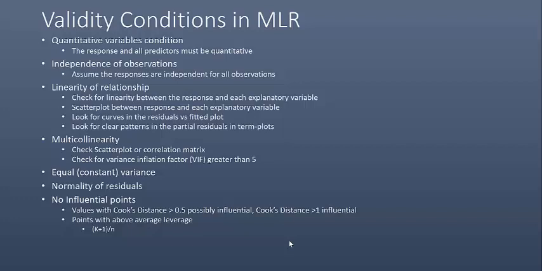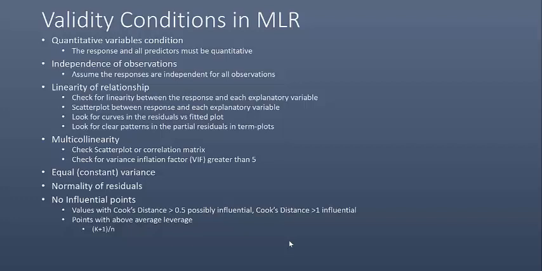There are three ways we will check the linearity of the relationship. We'll look for a curving relationship in the scatter plot for each explanatory variable versus the response. We'll look for curves in the residual versus fitted plot. And we'll look for clear patterns in the partial residuals on the effects plots.